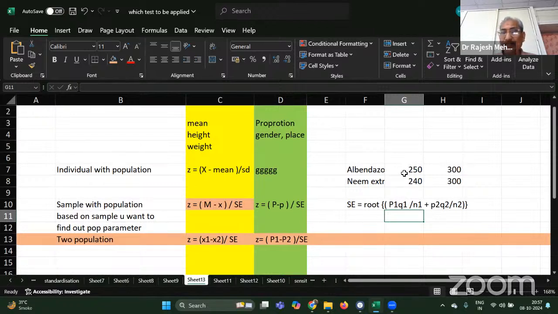In this case, P1 will be 250 out of 300, so roughly it would be 81, 82%. It will be around 80%. So the difference: 81 into 19, then 80 into 20, divided by 300, divided by 300, like this. And you will have something like a standard error over here. And you will be comparing P1 and Q1 and then say whether the difference is significant or not. This particular example we will be taking in the next lecture.